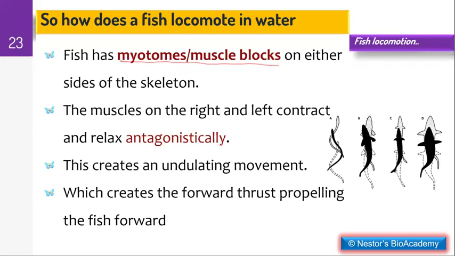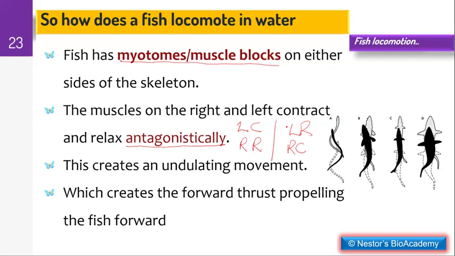This means we cannot have a case where both muscles on the left and the right side are contracting at the same time, or all of them are relaxing at the same time. They always contract and relax in an antagonistic way, meaning if the ones on the left contract, the ones on the right will relax. If the ones on the left now relax, the ones on the right will then contract.